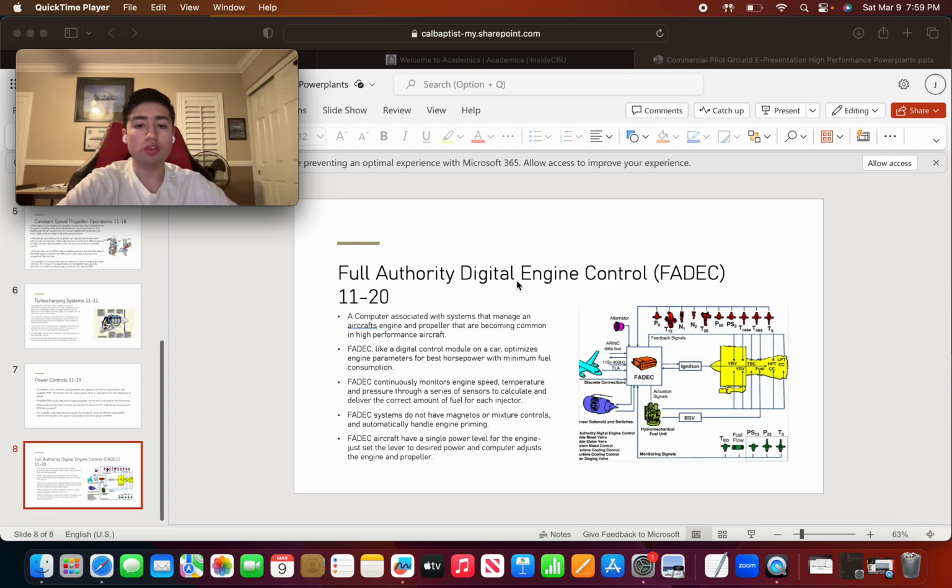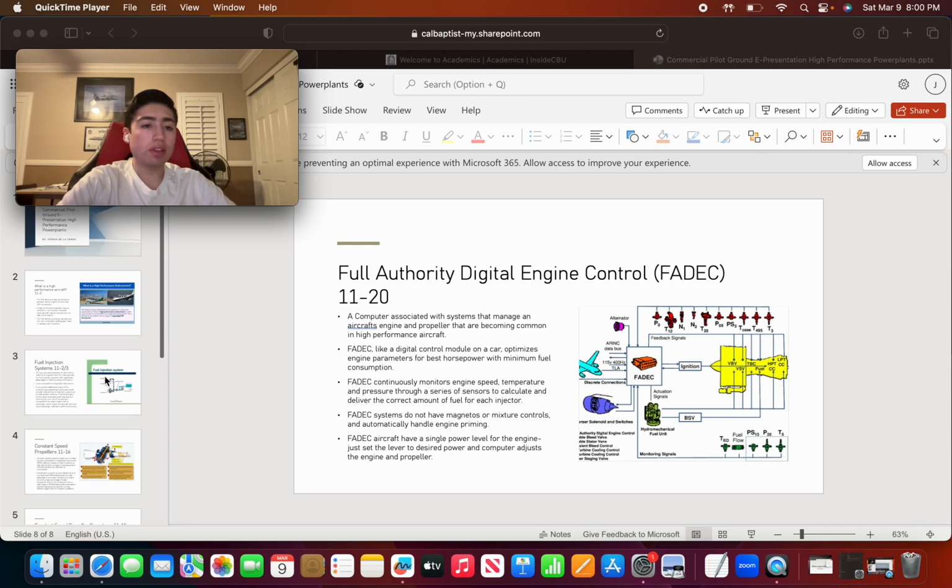FADEC, like a digital control module in a car, optimizes engine parameters for best horsepower with minimum fuel consumption. FADEC continuously monitors engine speed, temperature, and pressure through a series of sensors to calculate and deliver the correct amount of fuel for each injector. FADEC systems do not have magnetos or mixture controls and automatically handle engine priming. FADEC aircraft have a single power lever for the engine. Just set the lever to the desired power and the computer adjusts the engine and propeller.